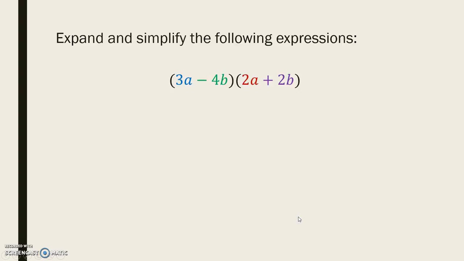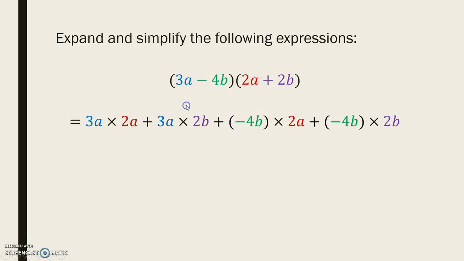Alright, this is a pure algebraic one, so let's look at what that looks like. Same process. 3a times 2a, 3a times 2b, -4b times 2a, and -4b times 2b. So 3 2's are 6, a times a is a squared, 3 times 2 is 6, a times b is ab, -4 times 2 is -8, b times a can be written as ab.